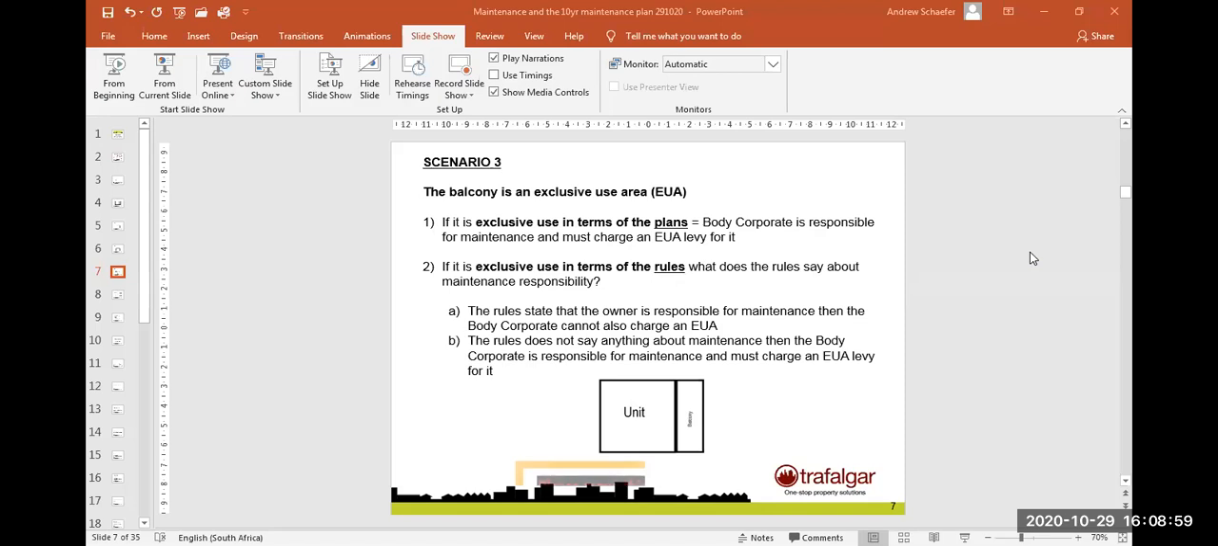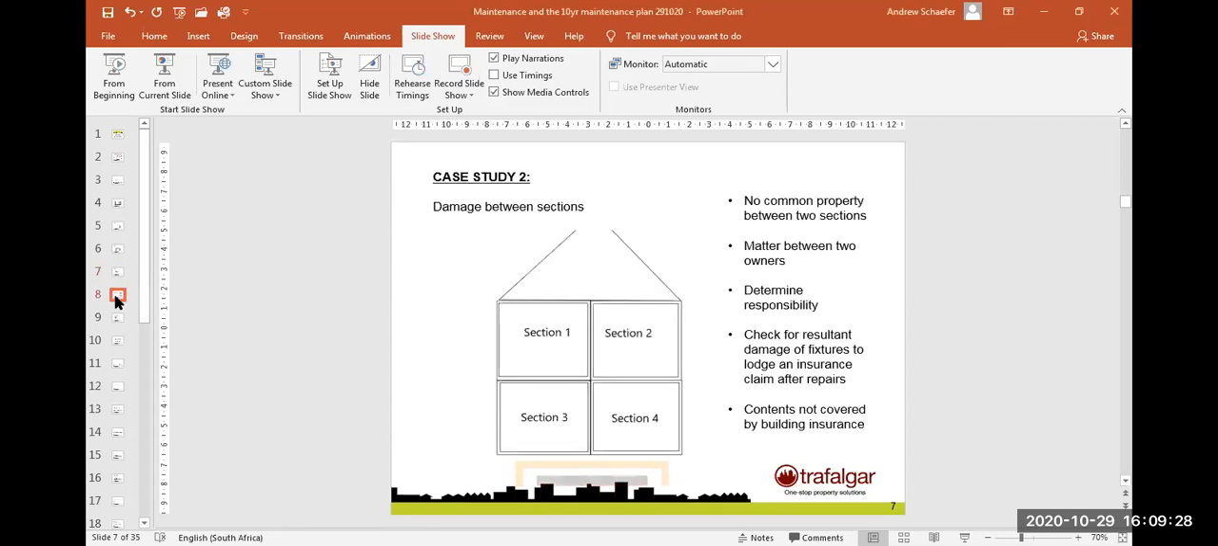The second avenue that can be followed is if they register the balcony as an exclusive use area after the fact in terms of the rules. Then it states that the rules will have to state who's responsible for the maintenance of that area, whether it be the owner, and if it is the owner, then an exclusive use levy will not be charged. Or if the rules don't say anything about the maintenance, then the body corporate remains responsible for that maintenance and have to charge the exclusive use levy. If we can move over.